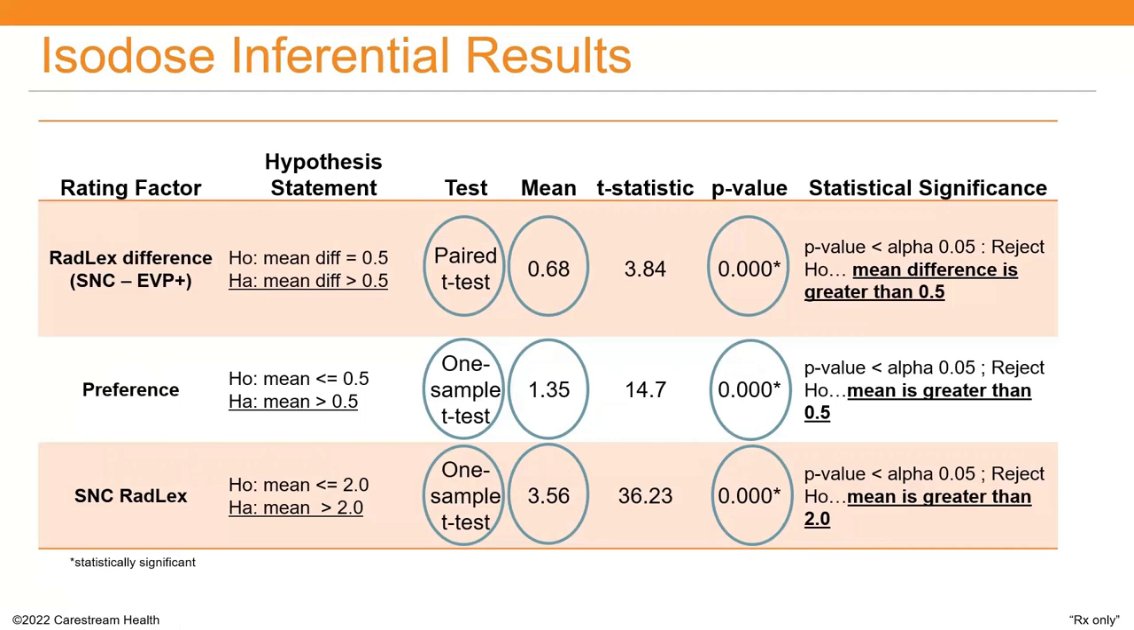Equivalence inferential testing was part of the statistical analysis plan of the study. However, due to the clear signal that SNC is both strongly preferred and is significantly greater in diagnostic quality than EVP Plus alone, equivalence testing was deemed to be irrelevant.